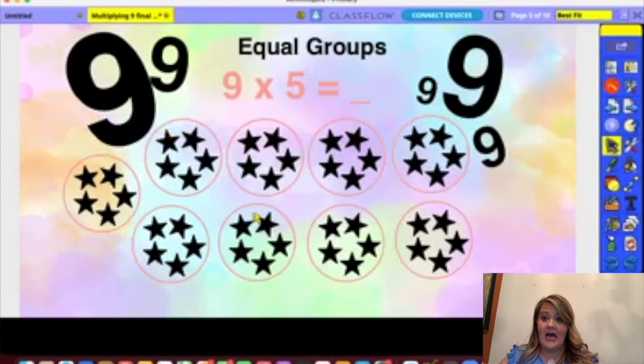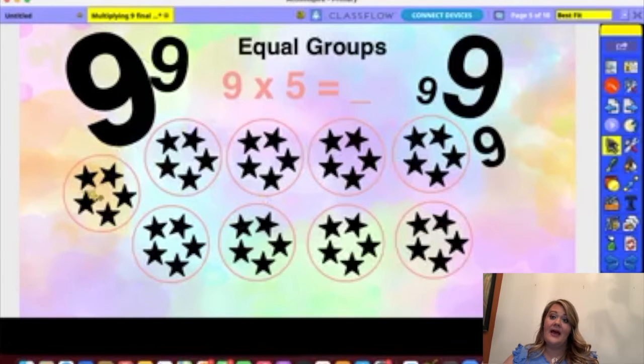Now, I have 9 groups of, my multiplication sign literally means groups of, so I have 9 groups of 5. There happens to be stars in these. It doesn't have to be stars. It can be tally marks or it can be circles. It can be anything within the circle. So, but I do have 9 groups of 5.